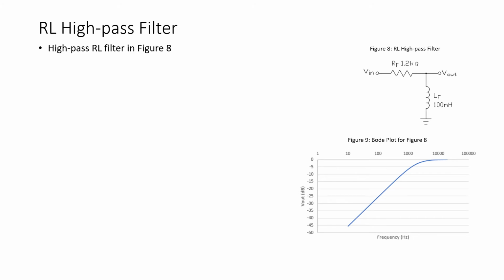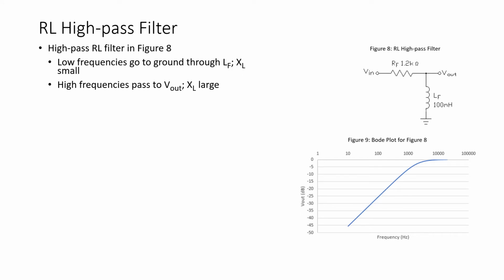Now, the circuit of figure 8 shows us the implementation of a high-pass filter using an RL combination. Again, referring back to the plot of figure 1, at low frequencies, X of L is very small. So at low frequencies, we see a low impedance path for current through the inductor to ground. And of course, the output is minimal because the majority of the voltage is dropped across RF, the filter resistor.